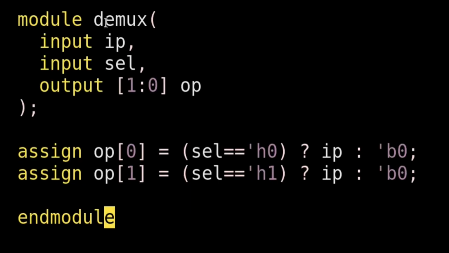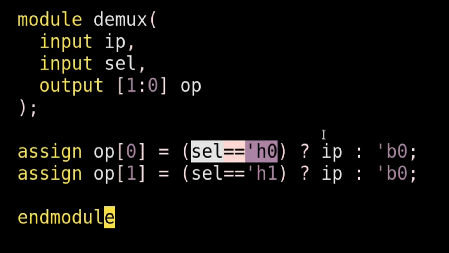I have given a module name as DEMUX. It has one input IP, one input select line, 2-bit output that is OP. Its Verilog code is very simple as we discussed. Whenever select line is 0, whatever is available at its input should be passed at OP0. So whenever select line is 0, this statement is true, so IP is going to pass to OP0. And when this select line is 1, this statement will be false, that means 0 will be passed at OP0. And that is an expected behavior from DEMUX.